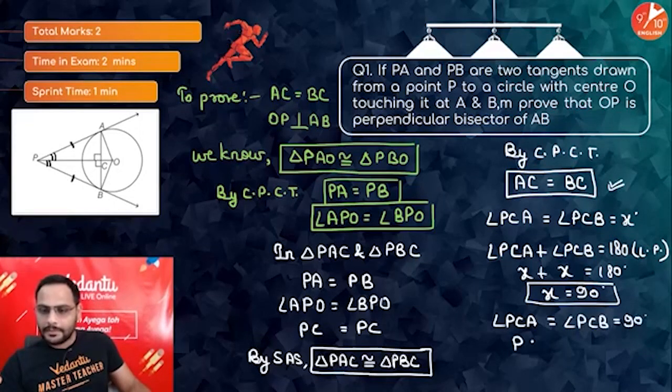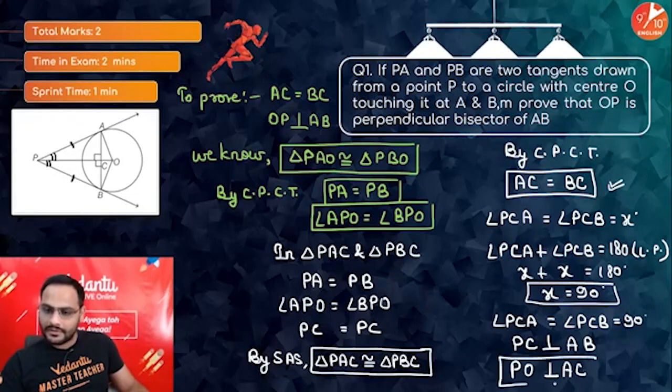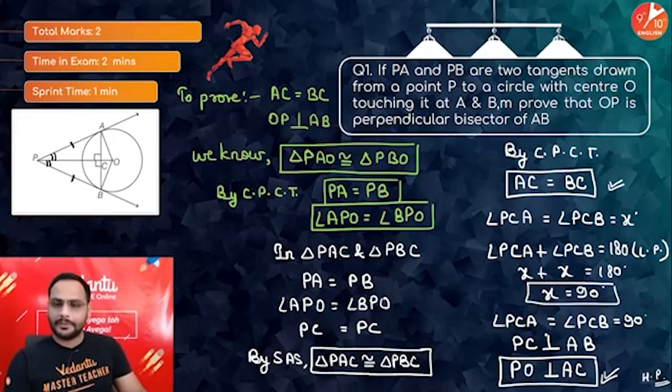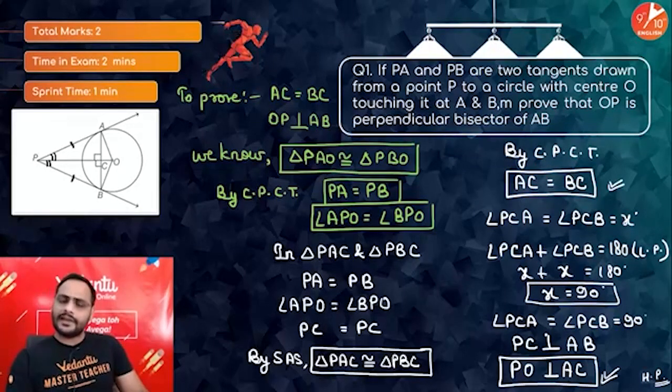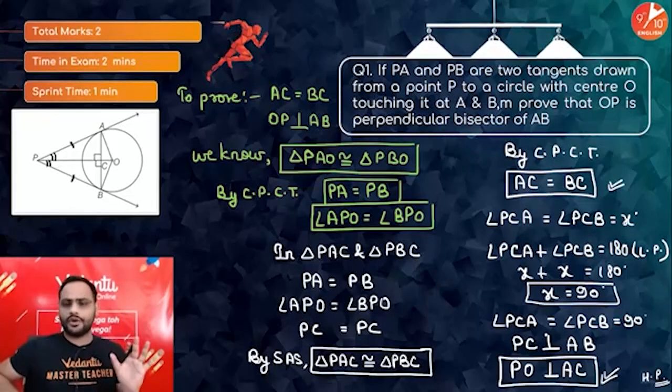That means you can say PC is perpendicular to AB. If PC is perpendicular to AB, we can say line PO is also perpendicular to AB. So from these two results, we can say hence proved this line OP is perpendicular bisector of AB. This is a very common question. बहुत ज़्यादा common question.